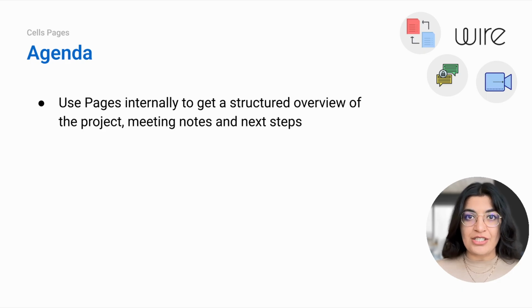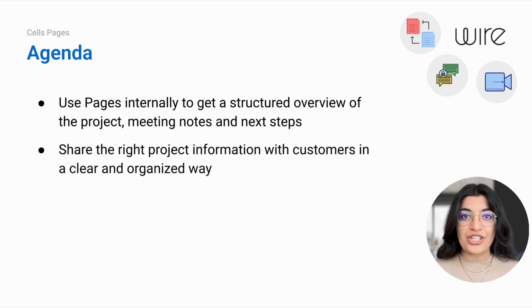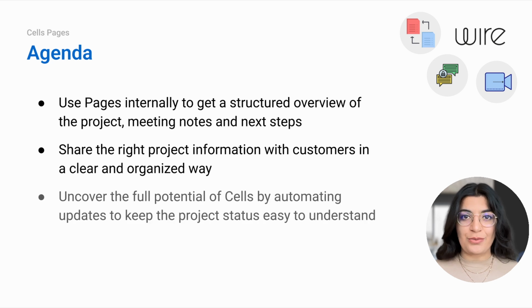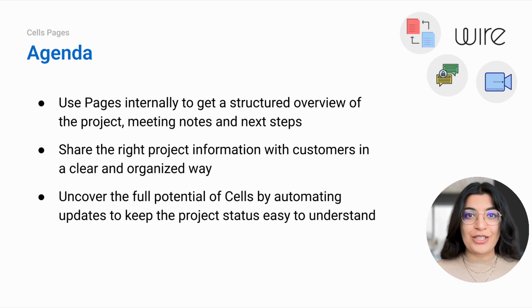In this demo, we'll follow different stages of a customer project. First, we'll look at how to use Pages internally to get a structured overview of the project, meeting notes, and next steps, slowly building an internal knowledge base. And then we'll see how to share the right project information with customers in a clear and organized way, and uncover the full potential of Cells by automating updates to keep the project status easy to understand.